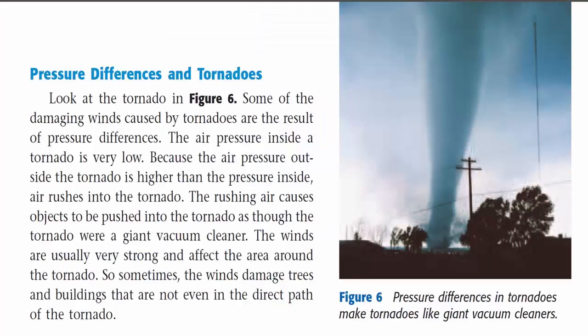Pressure differences and tornadoes. Look at the tornado in Figure 6. Some of the damaging winds caused by tornadoes are the result of pressure differences. The air pressure inside a tornado is very low. Because the air pressure outside the tornado is higher than the pressure inside, air rushes into the tornado. The rushing air causes objects to be pushed into the tornado as though the tornado were a giant vacuum cleaner. The winds are usually very strong and affect the area around the tornado. So sometimes, the winds damage trees and buildings that are not even in the direct path of the tornado.